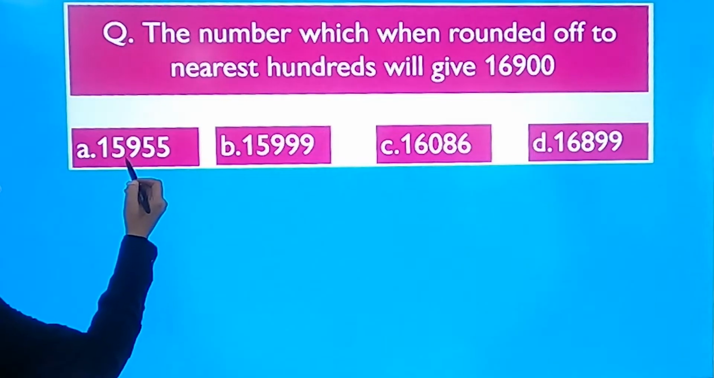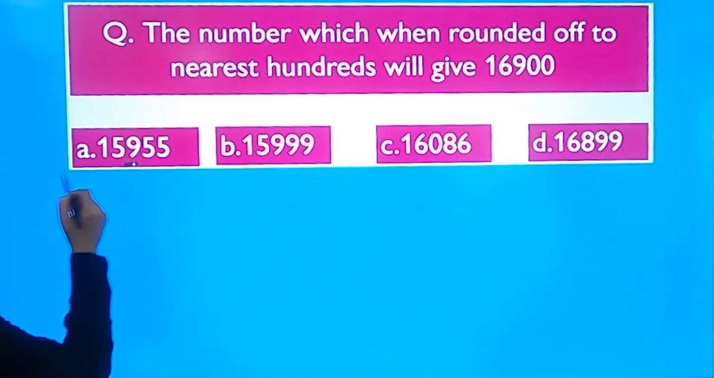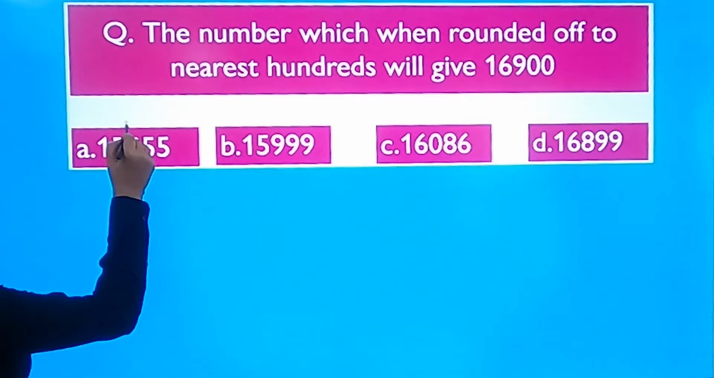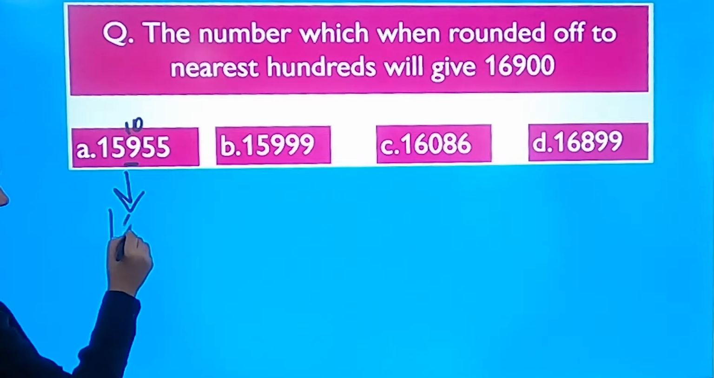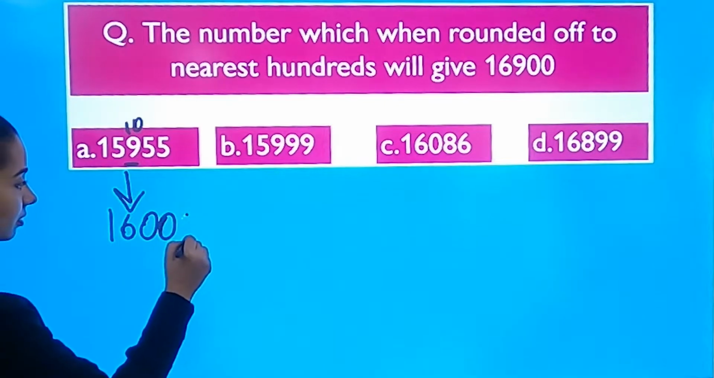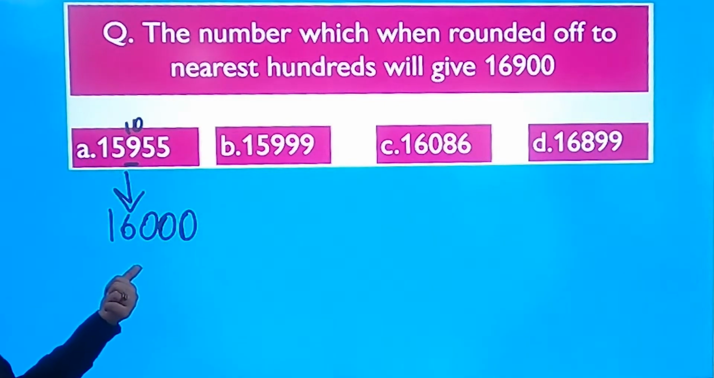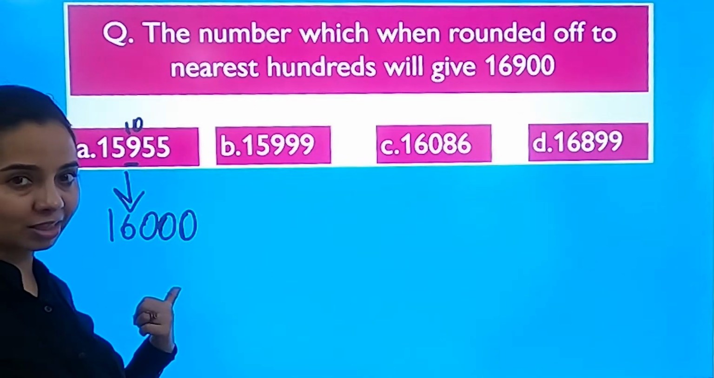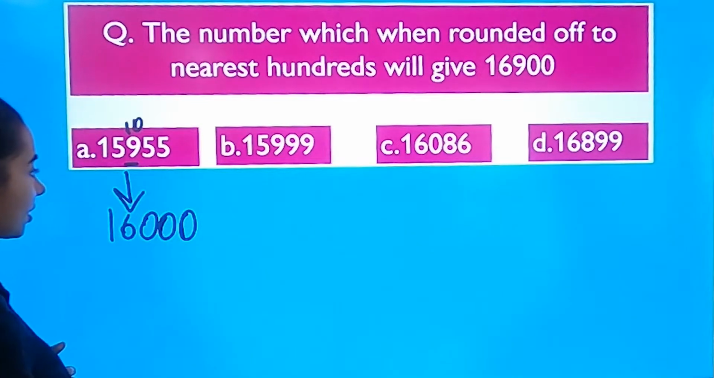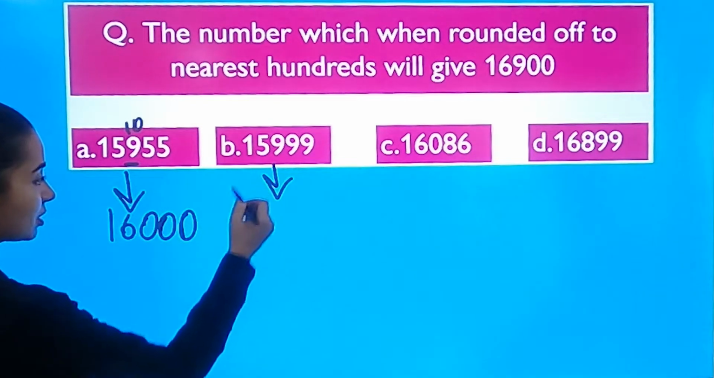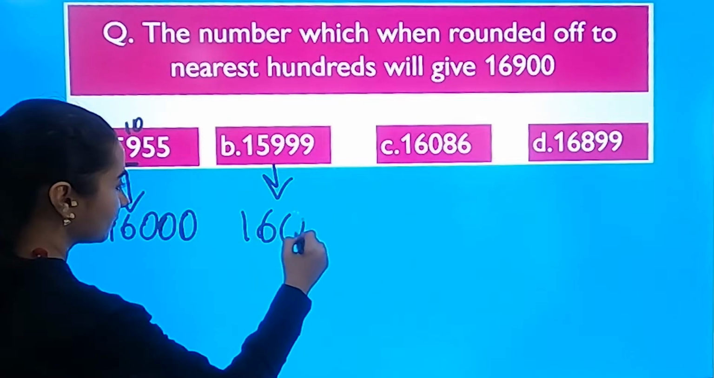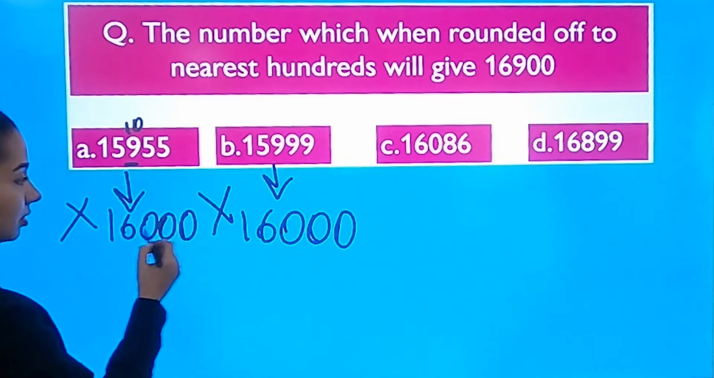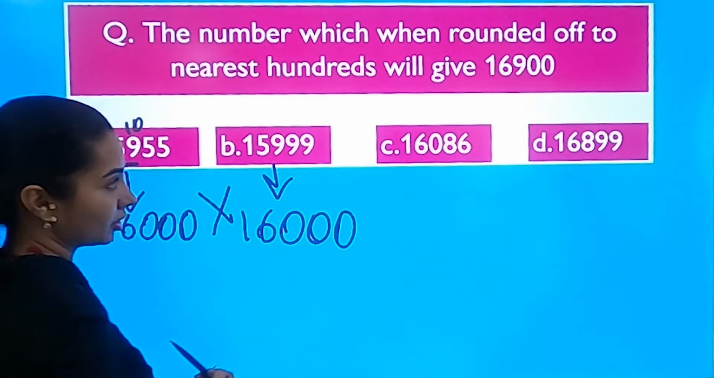This is 15,955. We have to round off till hundreds. So since this is 5, this will become 10 and this will become 16,000. I'm not explaining how I got this number after rounding off, because I expect that all of you know how to round off the number quite efficiently. The same will be true for this also. This will also become 16,000. So both these options are incorrect. None of them is giving us 16,900.